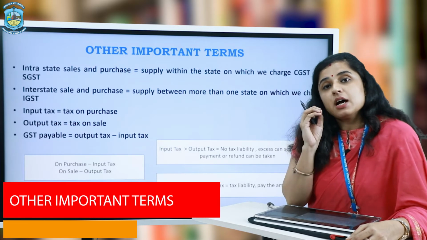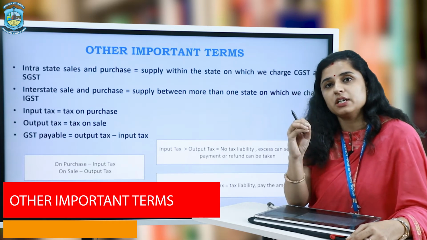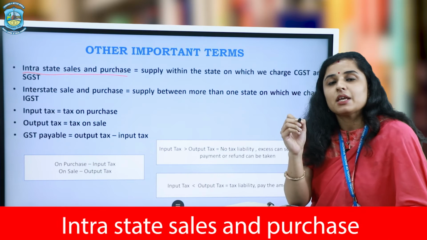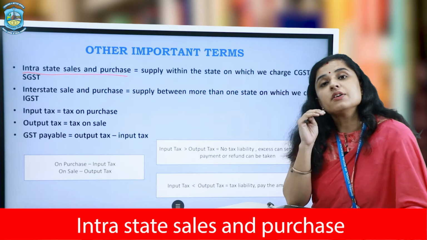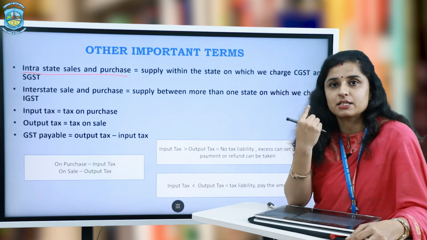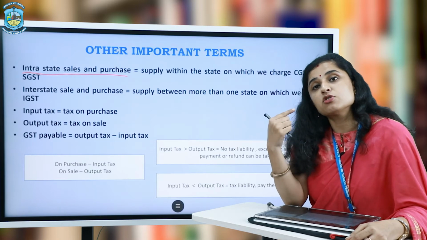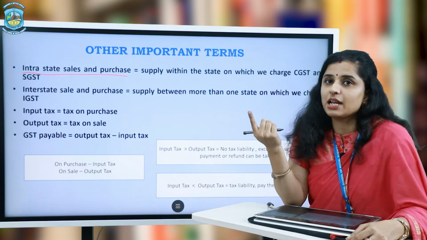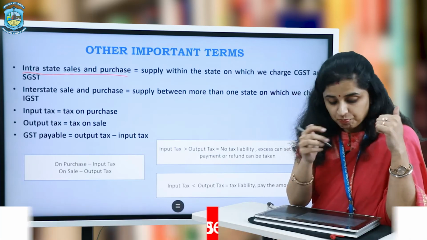Moving further, children, there are certain important terms for us to understand before we move to the definition of supply, which are intrastate sale and purchase. Intrastate sale and purchase simply means that when the transaction of sale and purchase is happening within one state, that means seller is also of Madhya Pradesh, buyer is also of Madhya Pradesh. Or seller is of Delhi, buyer is also of Delhi. So both the purchasing party and the selling party belong to the same state.